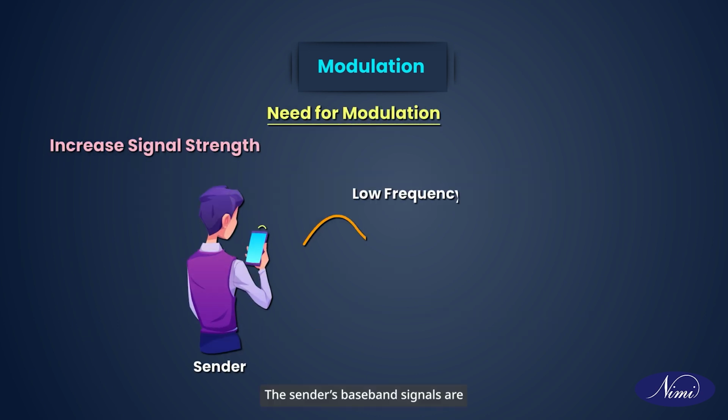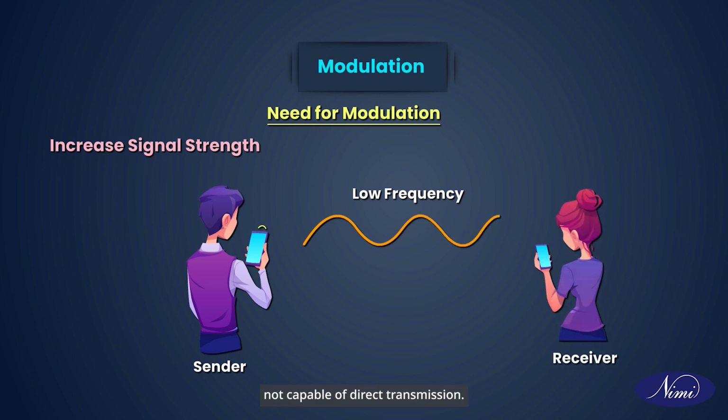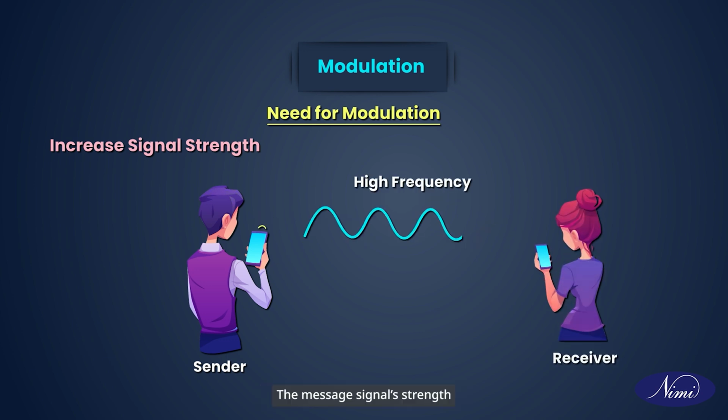Need for modulation. Increase signal strength. The sender's baseband signals are not capable of direct transmission. The message signal strength should be increased so that it can travel longer distances. This is where modulation comes into play.